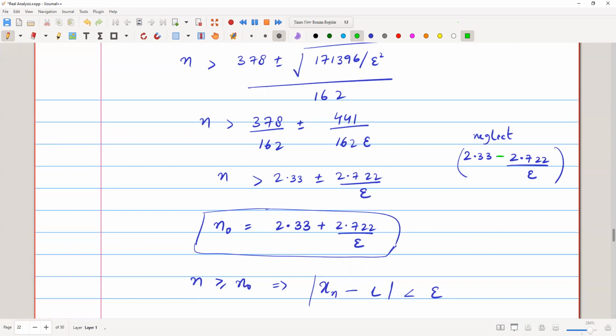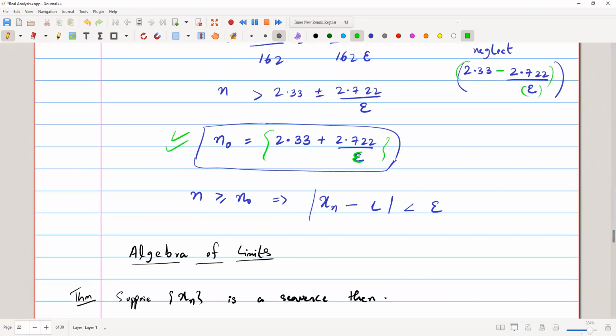And this is negative, and if epsilon is lesser and lesser, we know that this number is always going to be negative, and we don't need negative n, because n is a natural number, and natural numbers are all bigger than the negative numbers. So we will only talk about the positive numbers. So we get 2.33 plus 2.772 over epsilon. So this is my n naught.